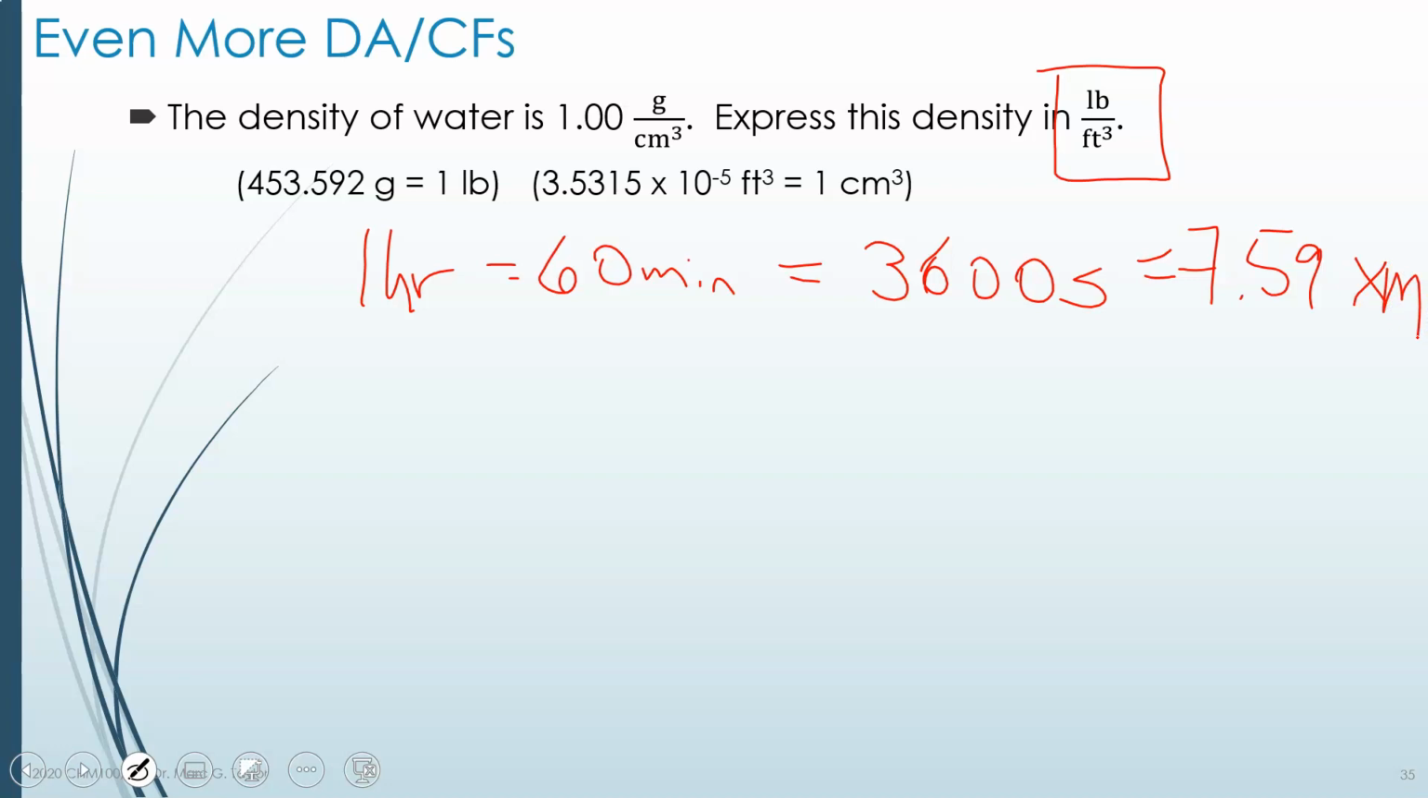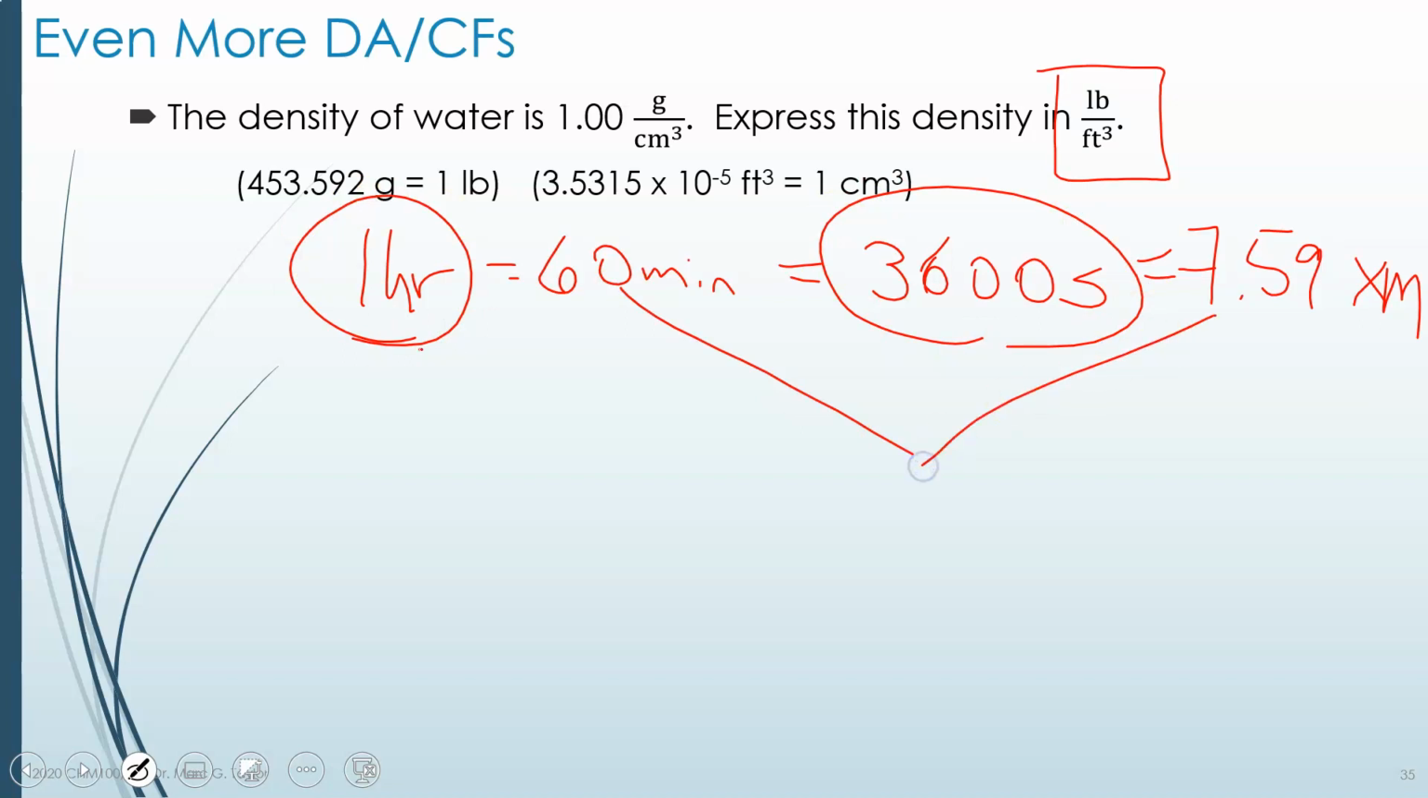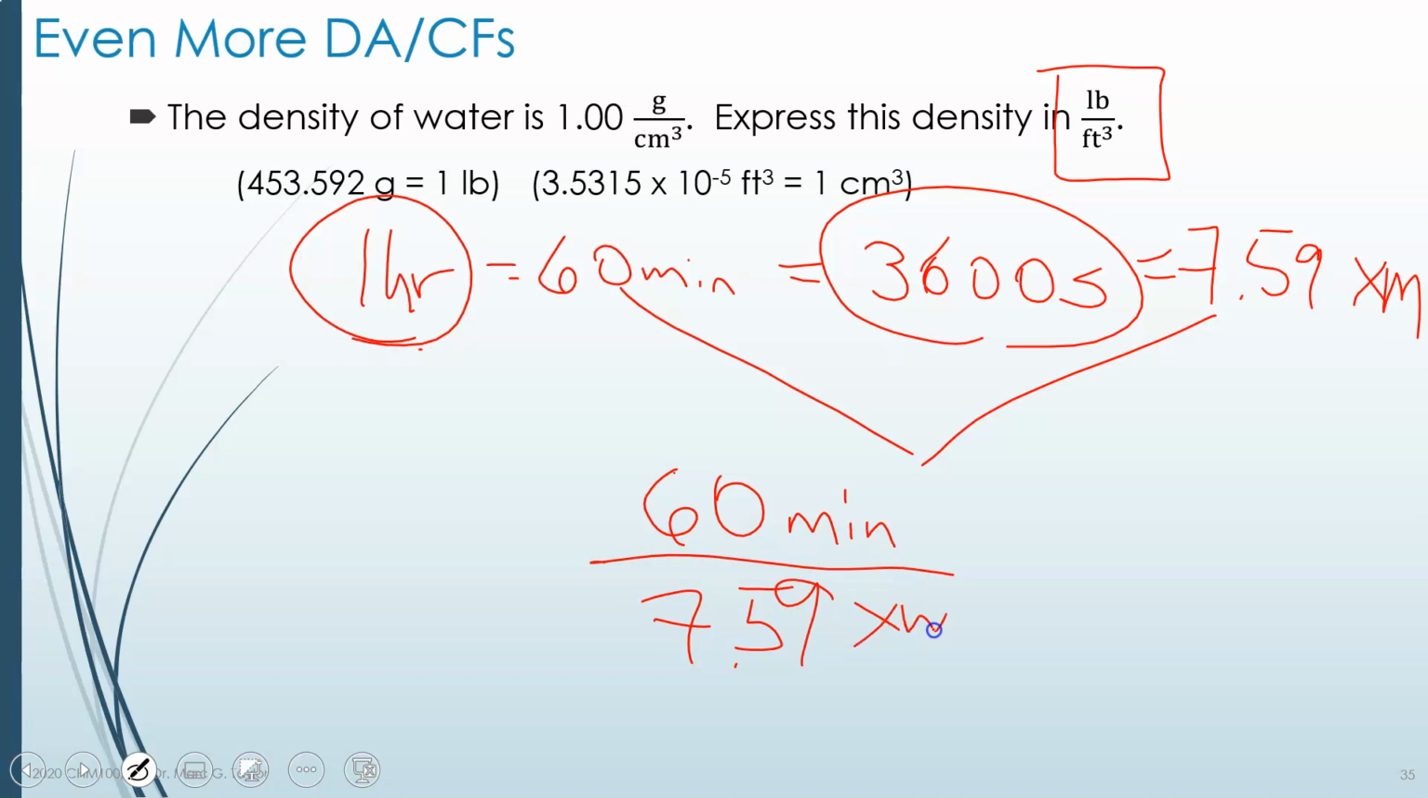And what that means is I can take any two of these, or I can take these two, or any pair and divide one by the other. They don't have to be right next to each other. I know that 60 minutes equals 7.59 of these made-up units I have, and therefore that's a conversion factor. Or I know that 1 hour equals this, and I can put this over this, or this over this, or any one of these, any pair of these can be made into their own conversion factor. So they don't have to be sitting right next to each other when you look at the conversion factor table.